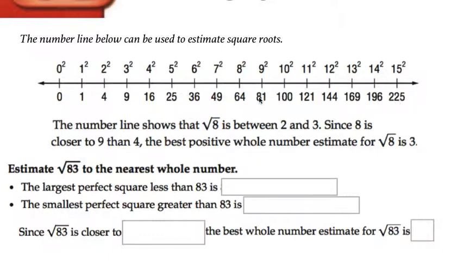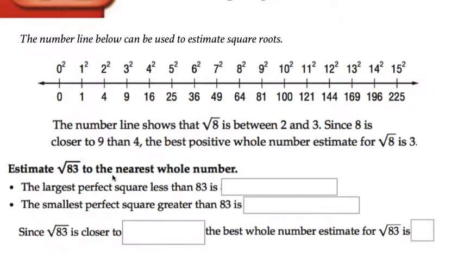So if we wanted to estimate what the square root of 8 would be equal to, what you're going to do is find which two numbers 8 falls between on the bottom row. So 8 falls between 4 and 9. Okay, so the square root of 8 then would fall between 2 and 3. Well, how do we know which of those two numbers is the best estimate? Since 8 is closer to 9 than it is to 4, our best estimate will be 3 for the square root of 8.